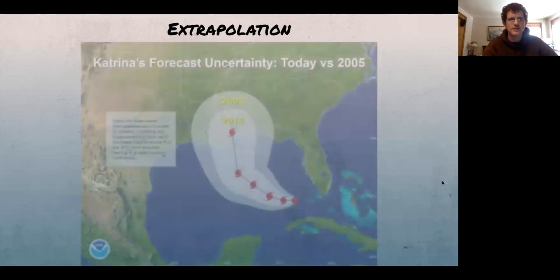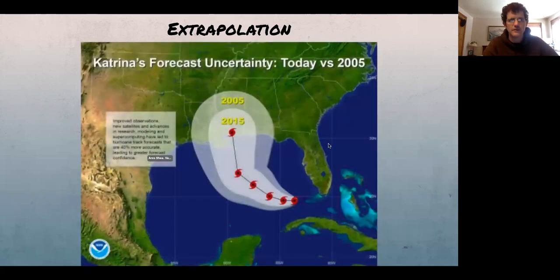All right, you should have heard of Hurricane Katrina, the one that hit New Orleans. You're probably familiar with that. So what this is showing is the same kind of thing. Here is where the hurricane was at this particular forecasting time. And they thought the hurricane was going to go and hit around over here.